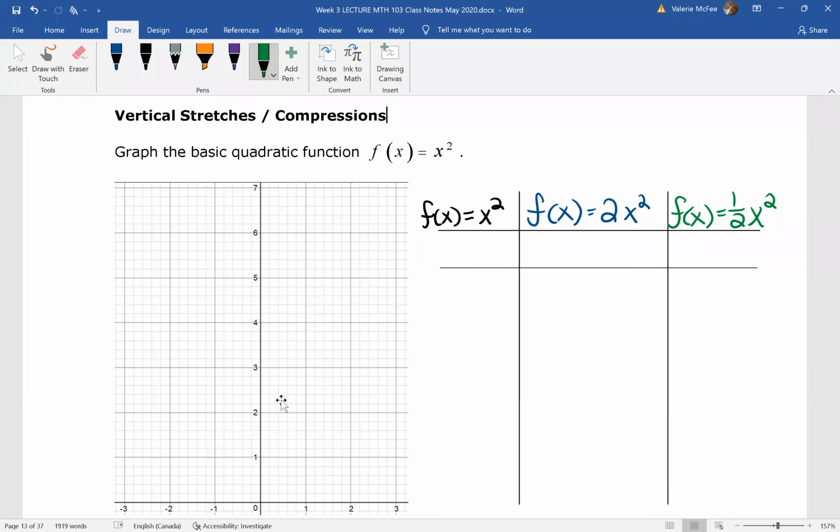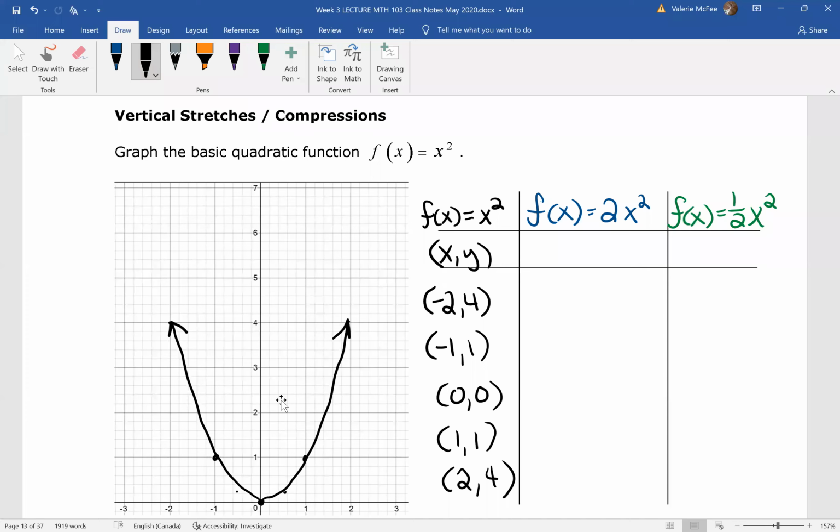So we want to look at another set of transformations in the next two lectures. These are our vertical stretches and compressions. And again, we're going to start with that basic quadratic function. You can see here that I've added two extra ordered pairs. We have our key points that you've memorized, but for the purposes of really seeing what happens with these stretches and compressions, it's good to use -2 and 2 as well.